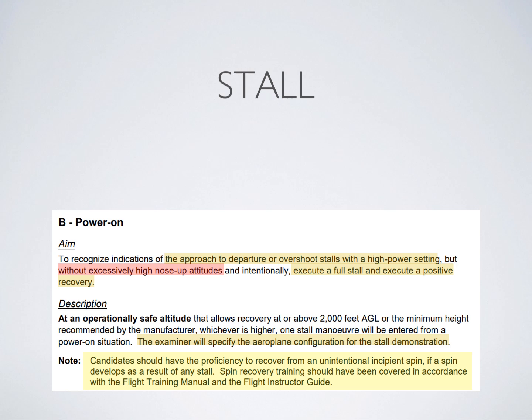I do say slowly because you don't want to enter this exercise in an excessively nose-high attitude, and if you pull too rapidly to bring it into the stall at this point with power on, that's exactly what you're going to do. So just very slowly back on the yoke and bring it slowly into a power on stall.